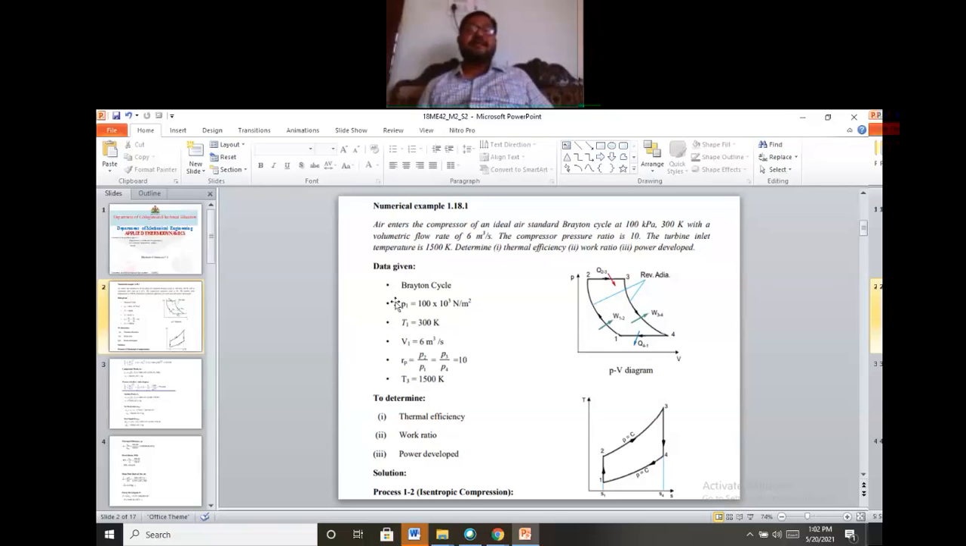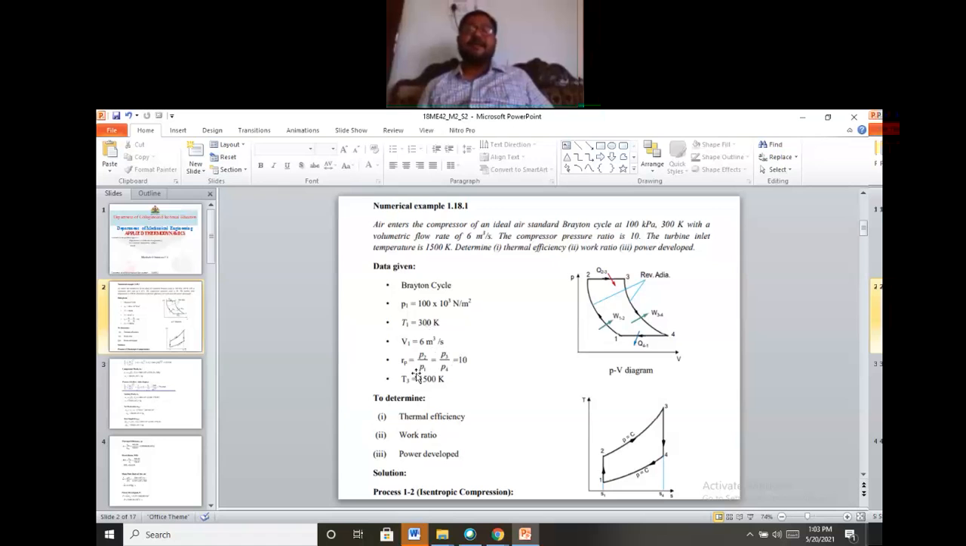Given data: Brayton cycle, he has given a standard Brayton cycle. P1 inlet pressure is 100 kPa, 100 into 10 to the power of 3, kilo means 10 to the power of 3 Newton per meter square. T1 is 300 Kelvin, directly he has given in Kelvin, no need to change. V1 is 6 meter cube per second.